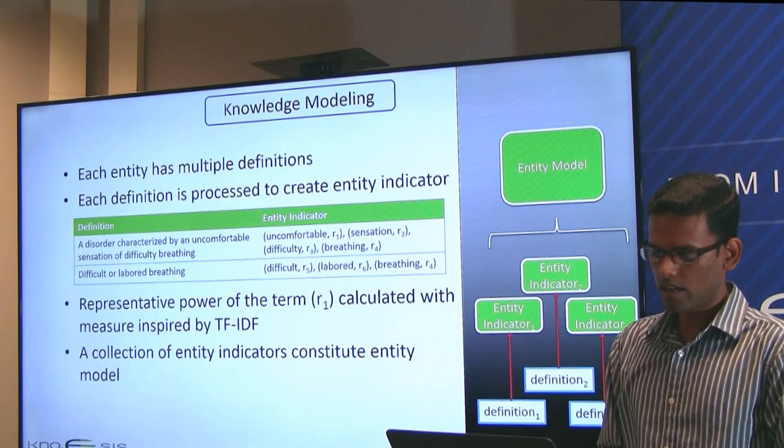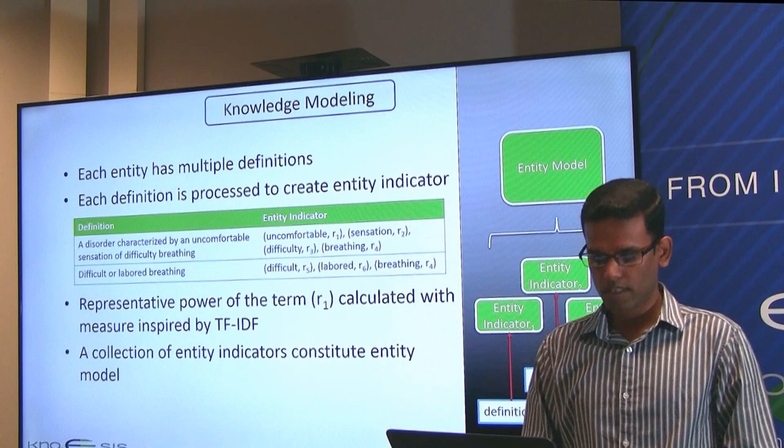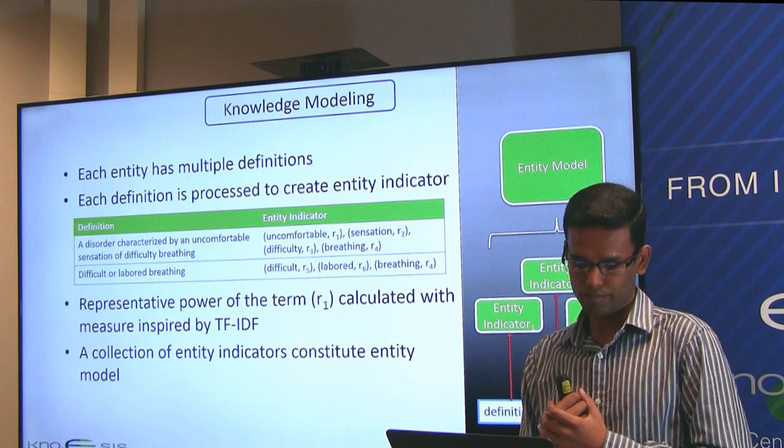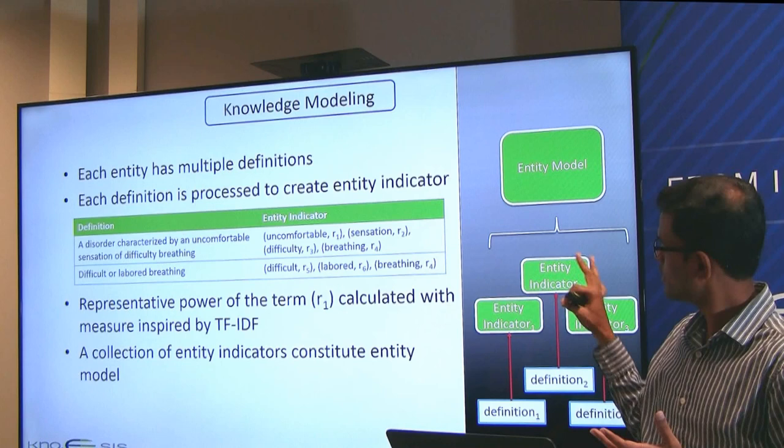You can see that the terms that are really relevant to define the entity are extracted, and there is something called representative power that is calculated with a measure inspired by TF-IDF. It says how specific and important that term is in defining the entity. So in an entity indicator, you have a set of words with their representative power, and for each definition you have that, and the collection of these entity indicators creates the entity model.